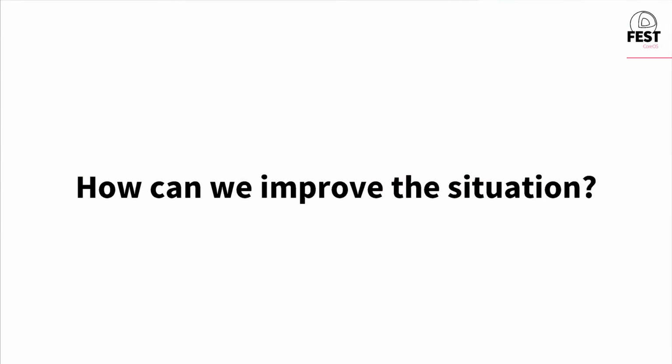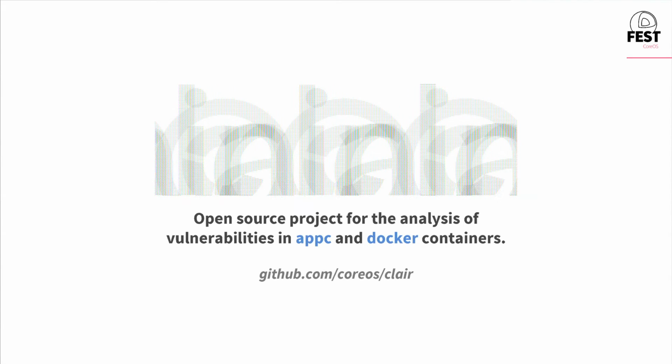So to sum this up, we have a lot of containers running in prod. Nobody really knows what's running in them, and we have a lot of vulnerabilities waiting to be exploited and leading to disasters. So about a year ago, we asked ourselves, how can we improve the situation? And this is how we came up with Clair, an open source project for the analysis of vulnerabilities in AppC and Docker containers.